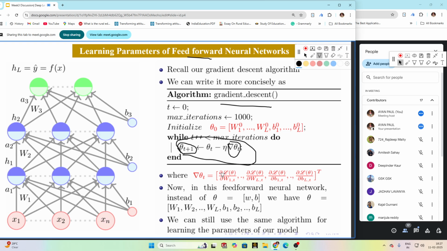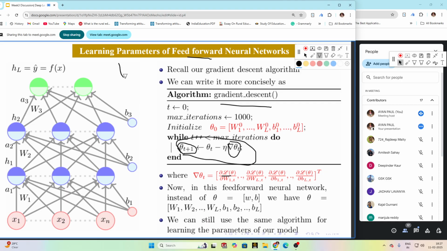And delta theta t is the gradient with respect to theta, that is your weight and bias: del by del w1 and del by del b. These two things combined form the delta theta t. So this is only about the gradient descent that we are applying on the weights and bias, and we want to learn them. Why do we want to learn them? Because our objective is to minimize the loss function.